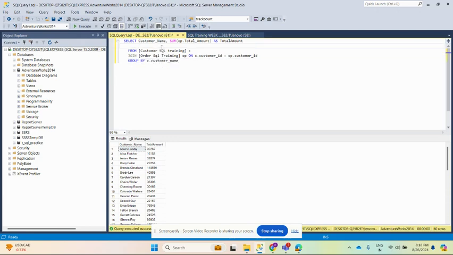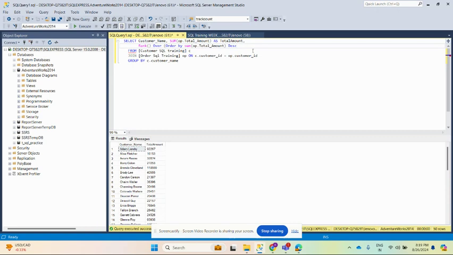So we have added a rank here over order by sum of total amount descending. The reason behind the descending is because we want the highest total amount to the lowest amount rank.